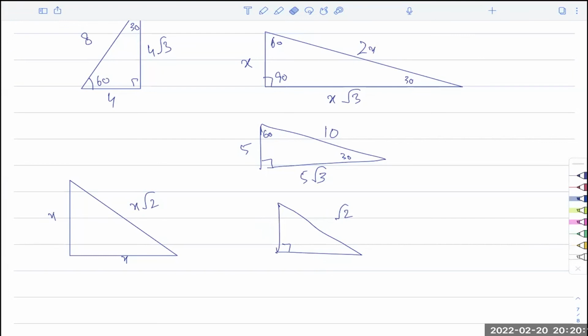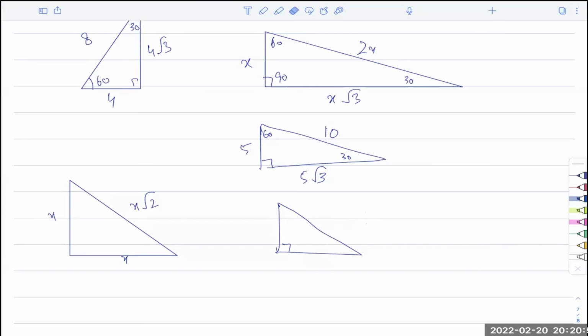Now let me change that. Let's say I have 9 here. What are my other two sides? 9 and 9 square root 2. Very good. Now let me change that a little bit. What if my side were 3.5, and then what are the other two sides? Wouldn't it be the same thing? 3.5, 3.5 square root 2.